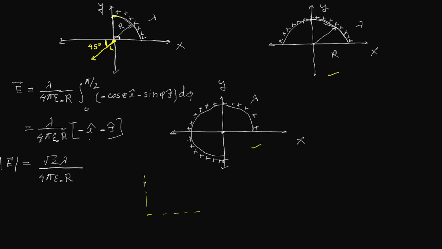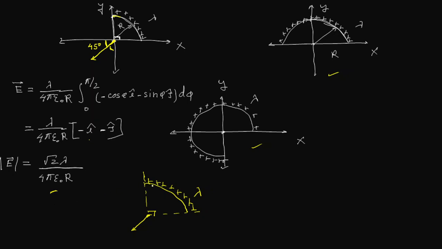a quarter part like this, and if it carries a linear charge density lambda per unit length, and if this charge is positive, then, as this angle is 90 degrees, the electric field at the center of the circular loop will be in this direction. And what will be the magnitude? Magnitude will be √2 lambda divided by 4 pi epsilon naught r.